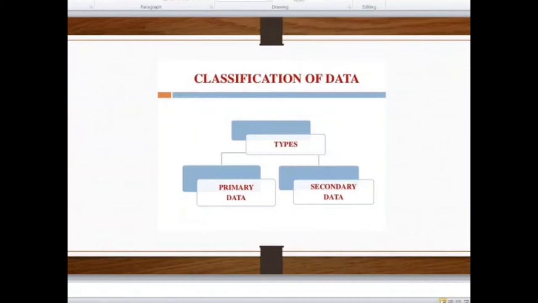And the secondary data means data collected by someone else for some other purpose. Example, published papers or unpublished notes, etc. All these refer to as secondary data, but it can be utilized by the investigator.